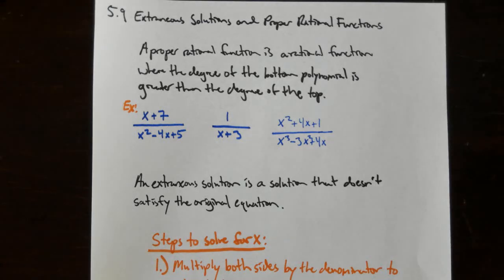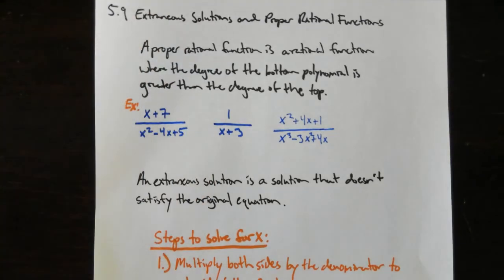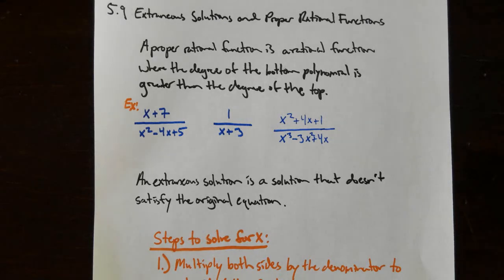Hello class, today we're on 5.9, extraneous solutions and proper rational functions. So the main point of today's lessons will be solving for x and finding what we call extraneous solutions. And then I just had another little thing I wanted to add with the proper rational functions, because you will have a question in your test about proper rational functions.